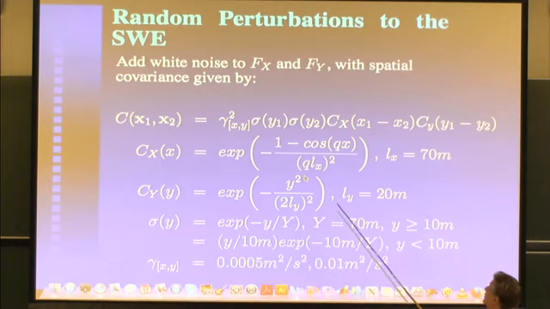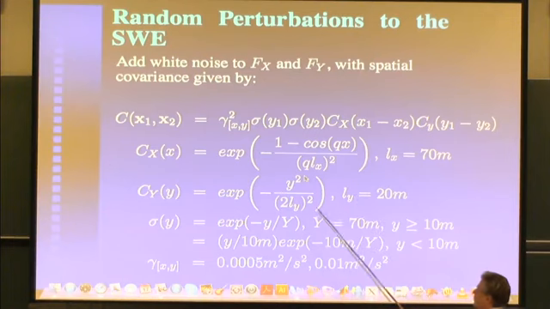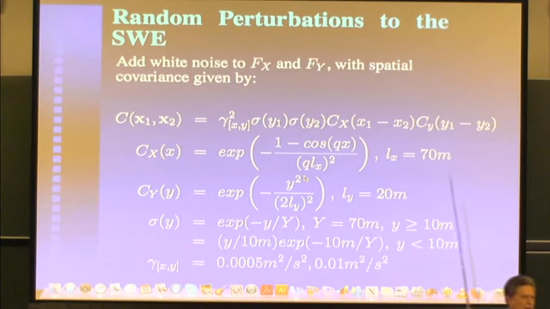I have to assume my random process is white in time and has covariances with mostly Gaussian spatial dependence. There's some wave breaking, it's dissipative, but also there's some forcing. The waves are driven. You're doing wave breaking when you hit the shore.